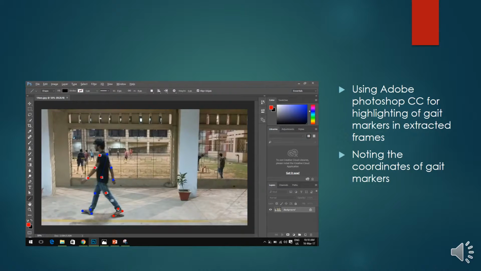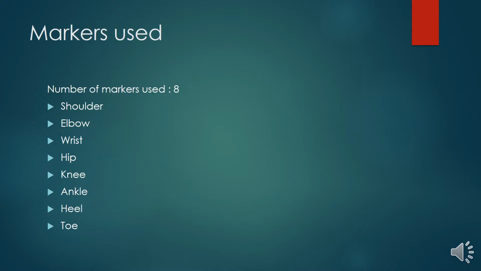So after getting the frames, we used Adobe Photoshop for highlighting the gait markers in the extracted frames, and the coordinates of gait markers were noted. The markers on the front side were colored red and the markers on the hind side were colored blue. So we used 8 types of markers, one on the shoulder, one on the elbow, wrist, hip, knee, ankle, heel and toe.